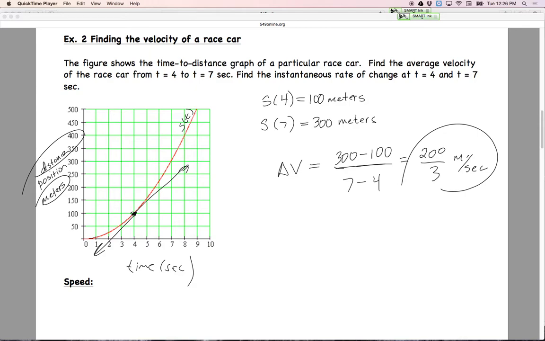So guys, when you look at the slopes for position, what are you really looking at? Velocity. You're looking at velocity because velocity is the derivative of position. That's the connection you've got to make. The derivative of position is velocity. And since we know the derivative is the slope of the tangent, every time you look at slopes on a position graph, you're really looking at velocity.